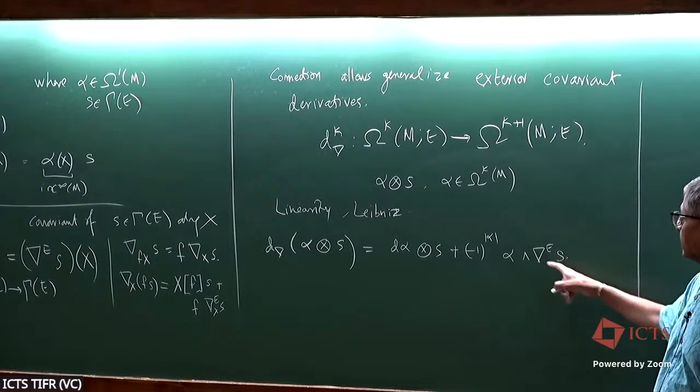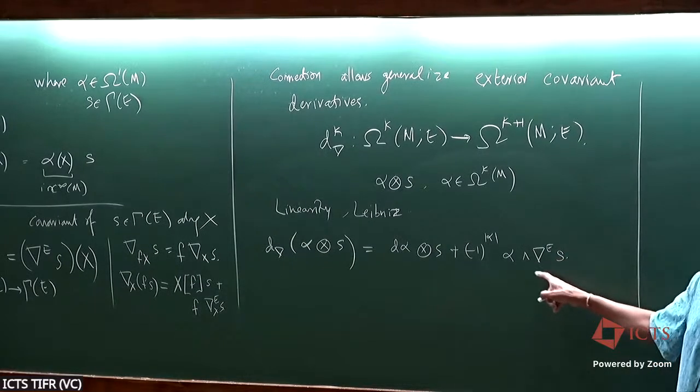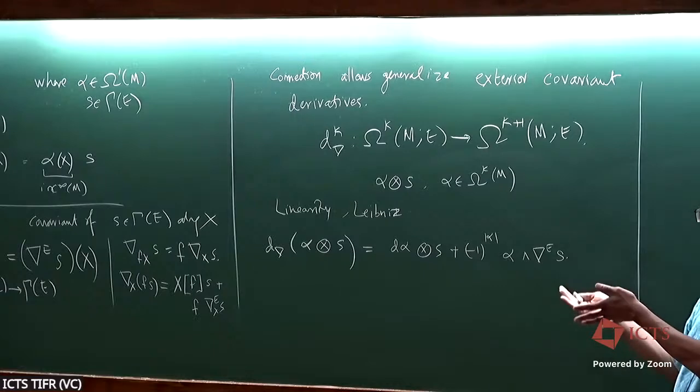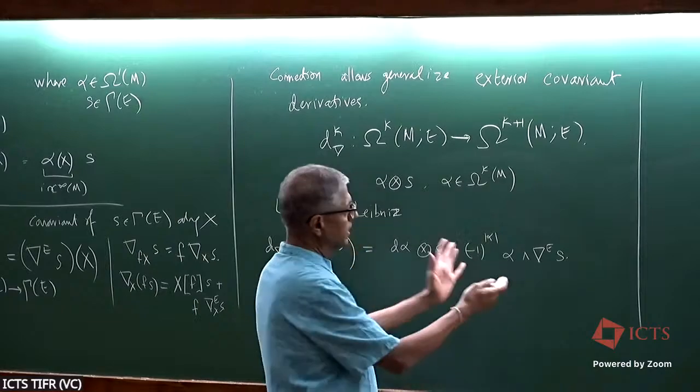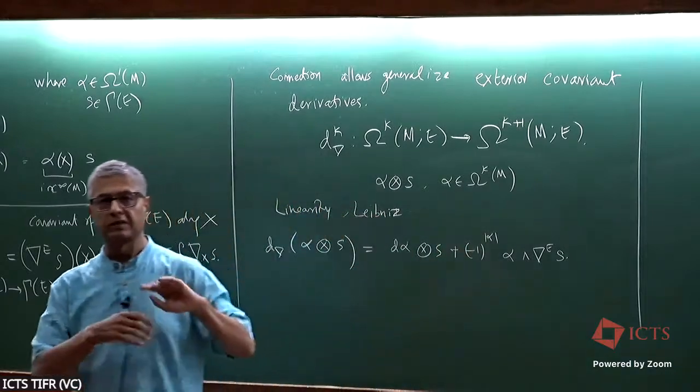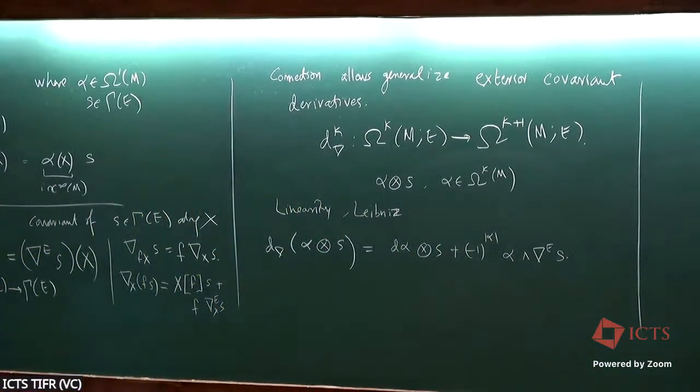You can imagine that this is an E-valued one form. The alpha wedge only wedges the form part of it. It doesn't touch the section part. And you can do a completely coordinate-free definition using feeding it vectors, but you see what the picture is.